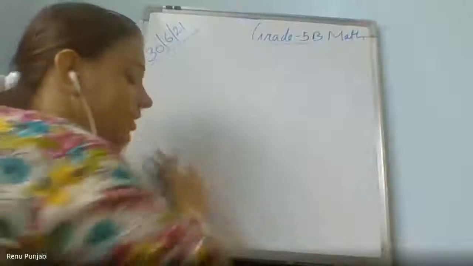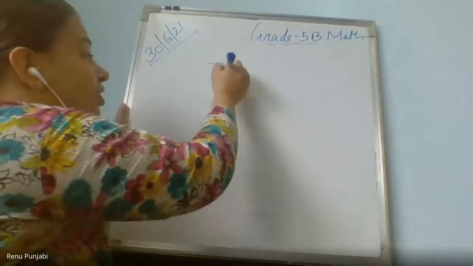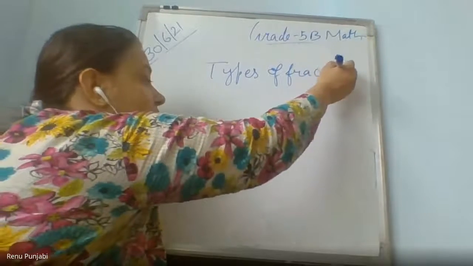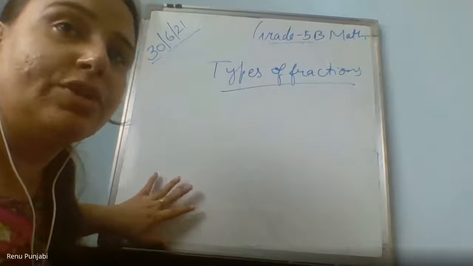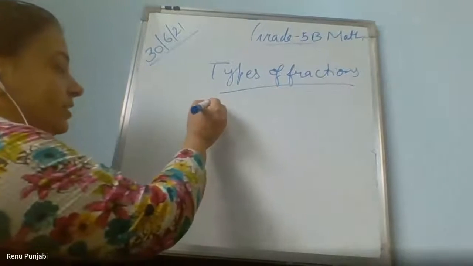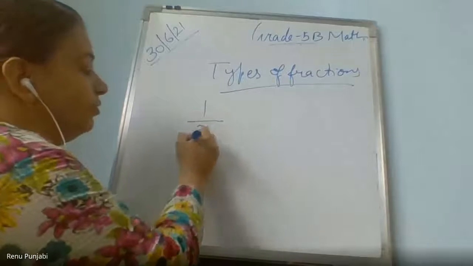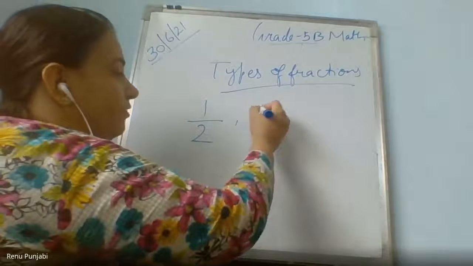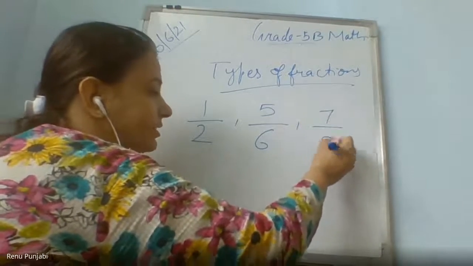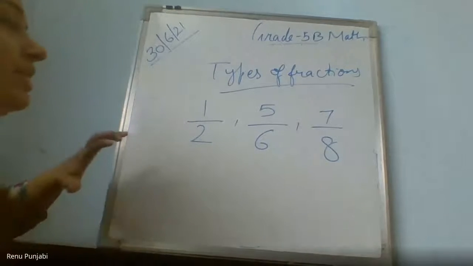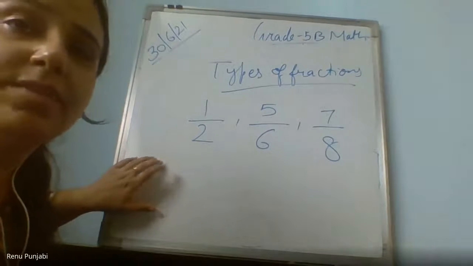Now today we are going to learn types of fractions. Ma'am, the answer is 24 liters. Yes, got it, Samriddhi? Okay. There are different types of fractions. For example, 1/2, 5/6, 7/8. Okay, so you know these fractions have their names.